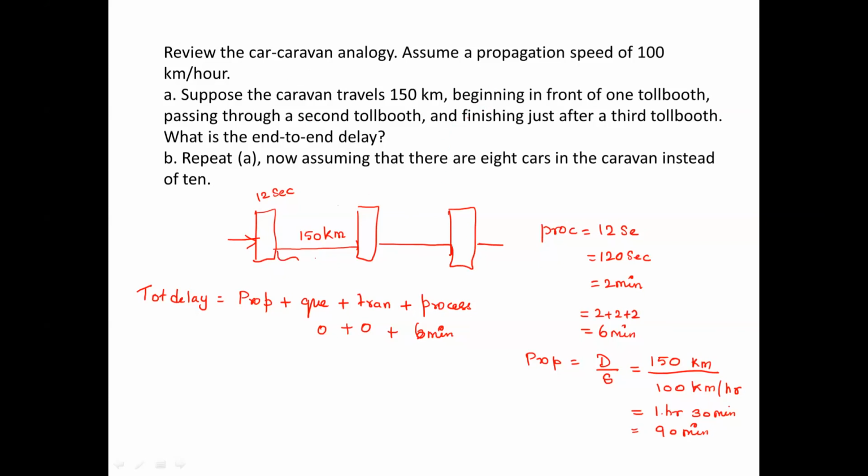To travel this much distance, it is taking 90 minutes. If all the cars which are lined up here have to come this side, how many links does it have to cross? 2 links, right? So here also it takes 90 minutes. So 2 into 90 minutes.